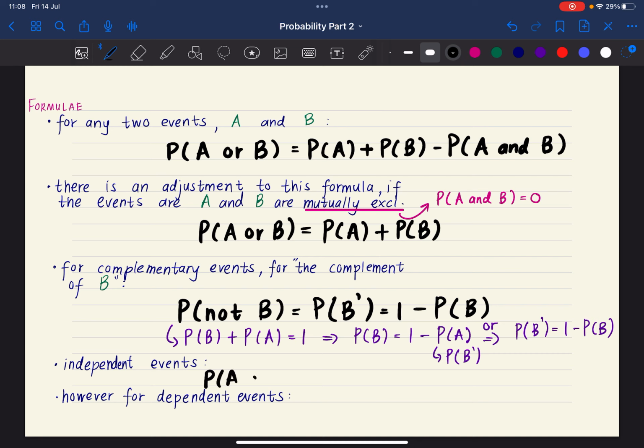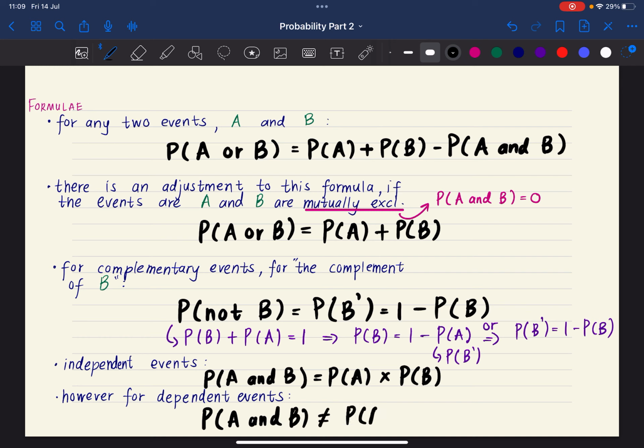So if we have P(A and B), then we are going to say that it equals P(A) times P(B). Remember, we said that AND is a keyword that means or implies multiplication. And then for dependent events, obviously, it would be P(A and B) is not equal to P(A) multiplied by P(B).